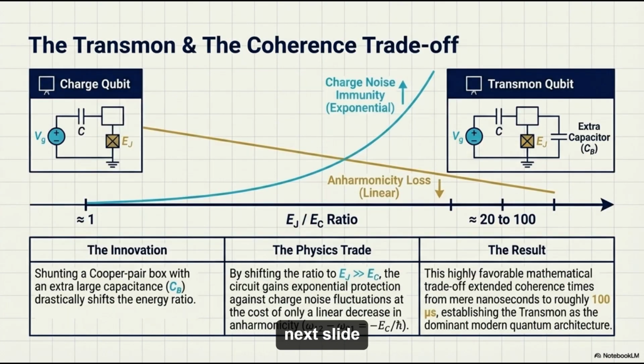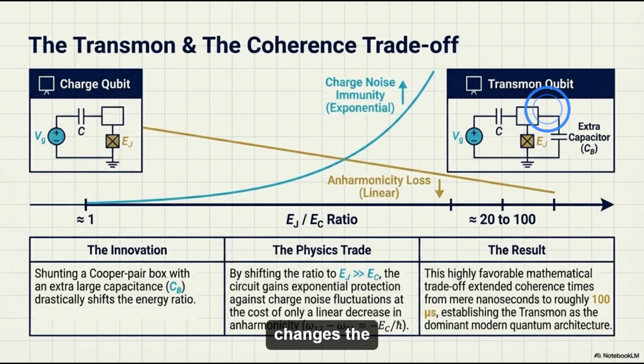Okay, this next slide is the slide, the one that changed everything. Yeah, the Transmon really is the pivot point of the whole field. So what did they actually change? Almost embarrassingly simple. They just shunted the Cooper pair box with a big capacitor. That's it. But it shifts EJ over EC from around 1 to somewhere between 20 and 100.